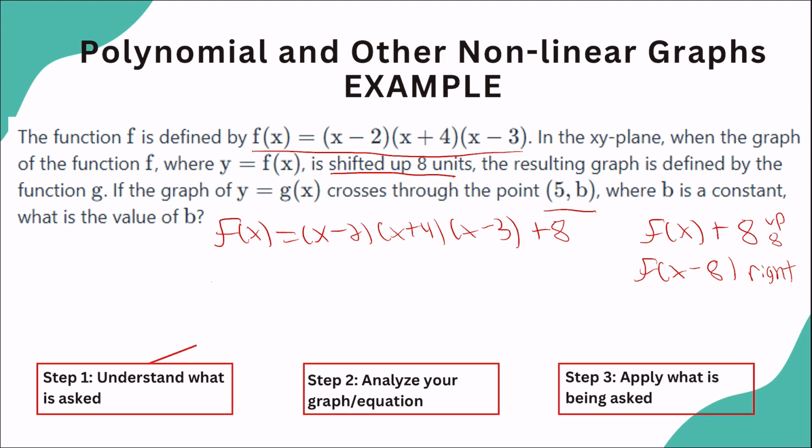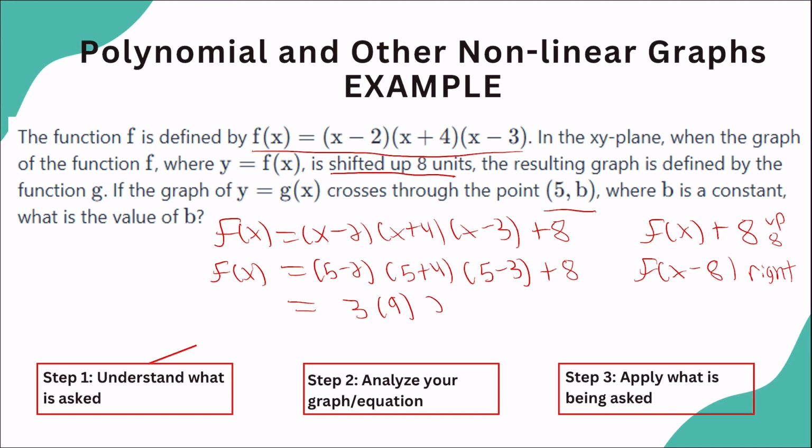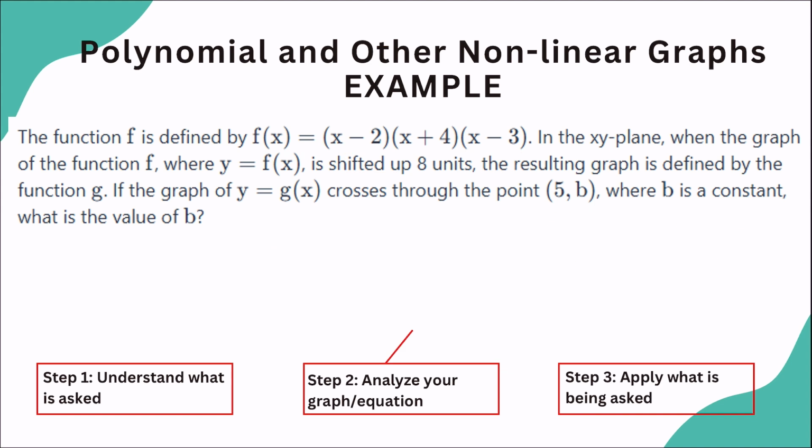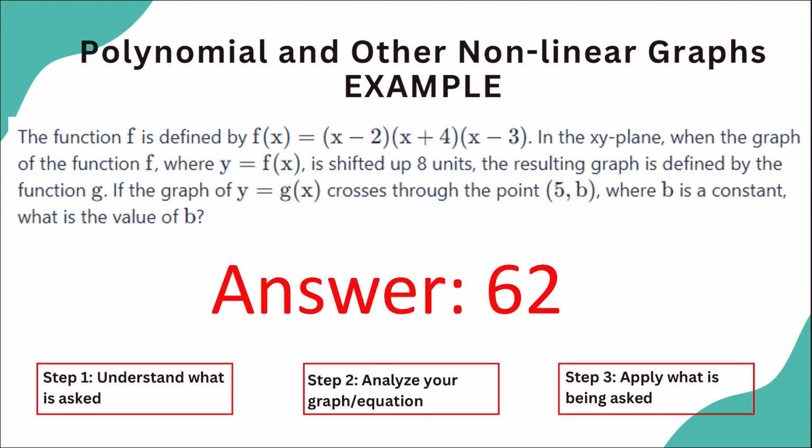Now, once I have this, I can just plug in 5 for our x's and we can get our answer. So f of 5 equals (5 minus 2)(5 plus 4)(5 minus 3) plus 8. And then lastly, it's just 3 times 9 times 2 plus 8. And so for this one, I'm getting 54 plus 8, or 62. And as we can see, that's correct.